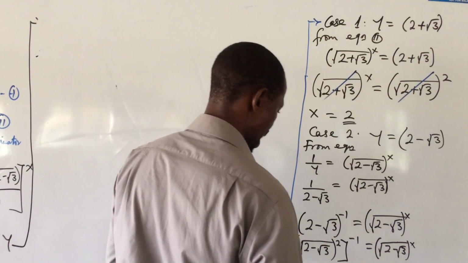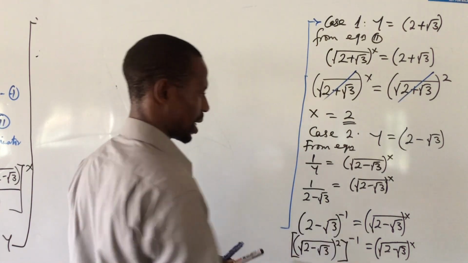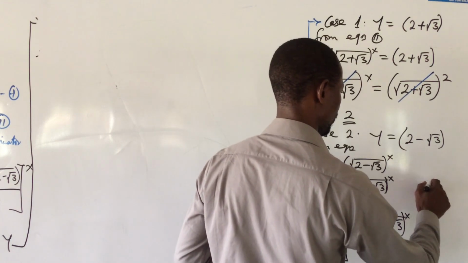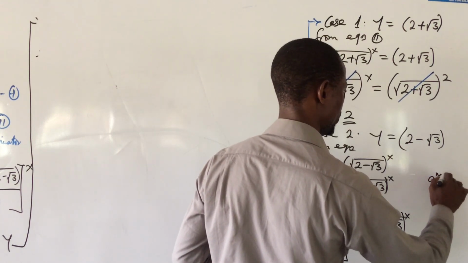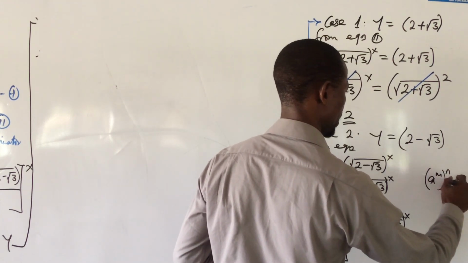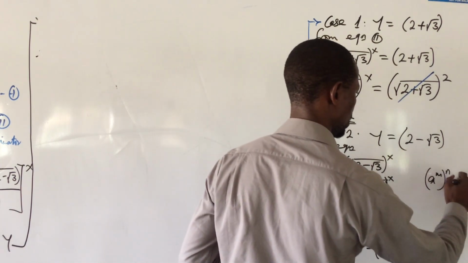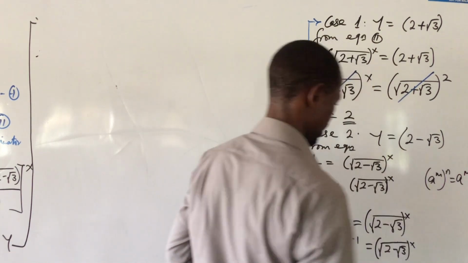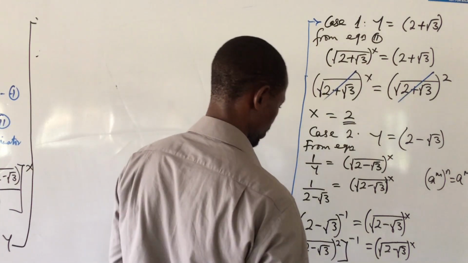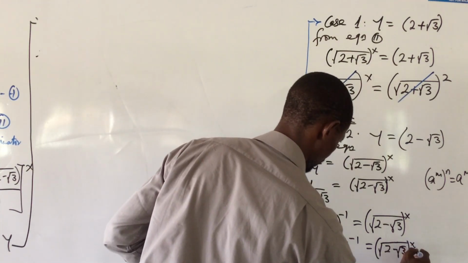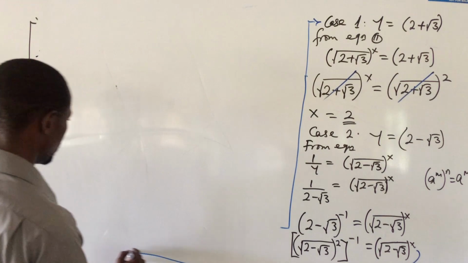Okay, now I can use this to open this because according to the law of indices, if you have (a^m)^n, we can multiply the powers to give us a^(mn). So if I do that here, this will give me something special. So let's proceed from here.